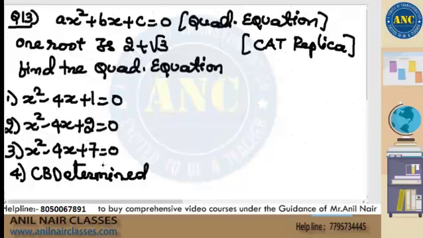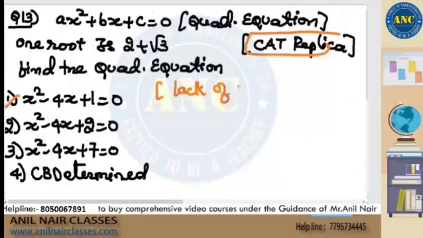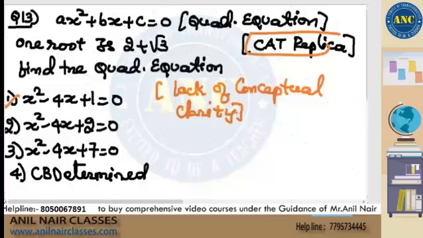ax square plus bx plus c equals 0, one root is 2 plus root 3. Find the quadratic equation, right? So many students will tick mark the answer to be x square minus 4x plus 1 equivalent to 0. It is because of lack of conceptual clarity. They are not good in concepts. They just mug up the concepts. They are the students who love to memorize.